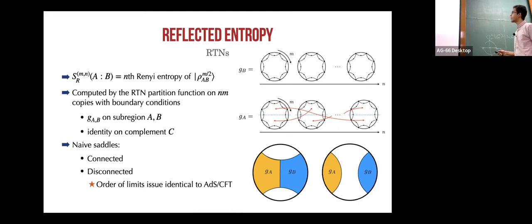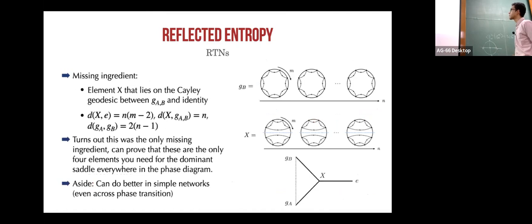So we have boundary conditions which are GA on A, GB on B, and identity on C. The naive thing to write down is just to have domains of GA, GB, and identity in the bulk, which give you one connected saddle and one disconnected saddle in this example. This calculation is actually pretty similar to what you get in the vacuum state in AdS/CFT, and you run into the same order of limits issue for the same reasons. And so the question is, how do we fix this?